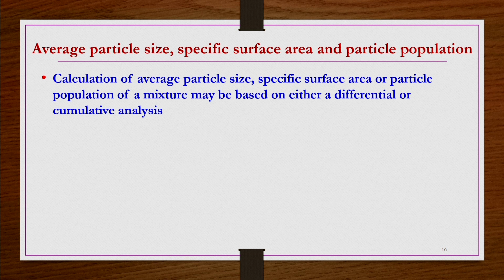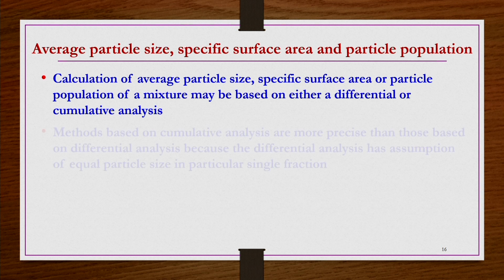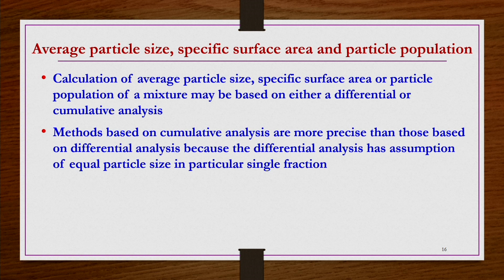The calculation of average particle size, specific surface area or particle population, that is the number of particles, may be based on either fractional or differential analysis or on the cumulative analysis. However, the methods based on the cumulative analysis are more precise than those based on the differential analysis, because the differential analysis assumes equal particle size in a single fraction. Within the single fraction, whatever material is there, we assume it has a uniform diameter, but those kinds of assumptions are not there in the cumulative analysis. That is the reason the numbers from the cumulative analysis would be more precise.